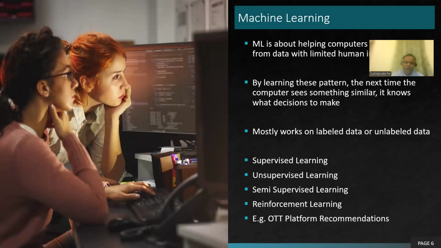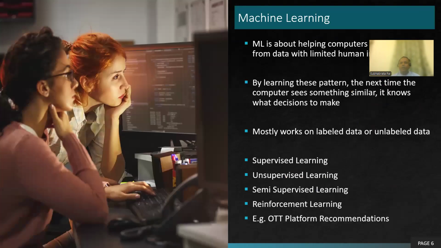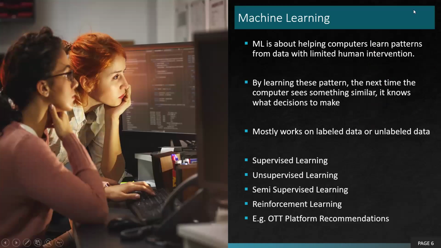Now coming to the next point, we are getting into the detailing of it. What is machine learning? Machine learning is helping the computer learn the patterns from the data with limited intervention. This is the most important area, which is very commonly used and within the reach of every AI user. By learning this pattern, the next time the computer sees something similar, it knows what decisions to make.